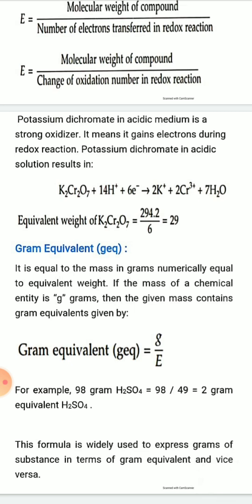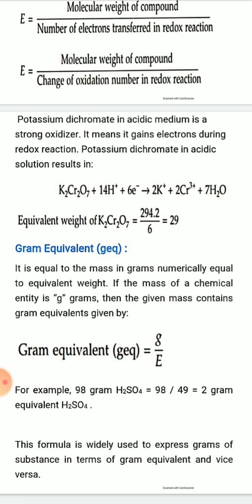Now gram equivalent weight. What is gram equivalent weight? It is the mass in grams numerically equal to the equivalent weight. For example, suppose the equivalent weight of sulfuric acid is 49. So what is the gram equivalent of sulfuric acid? It is 49 gram. That means 49 gram of sulfuric acid is 1 gram equivalent of sulfuric acid.